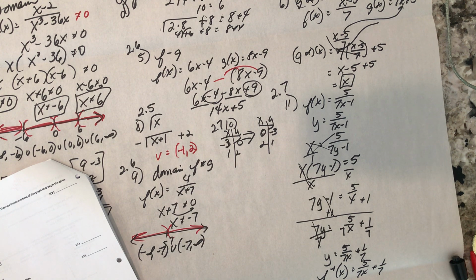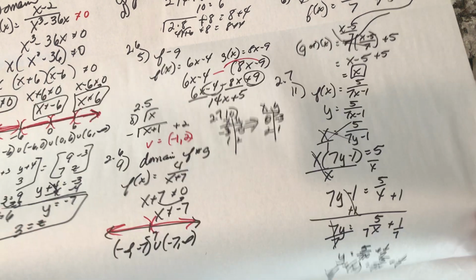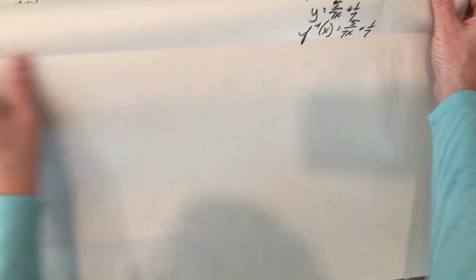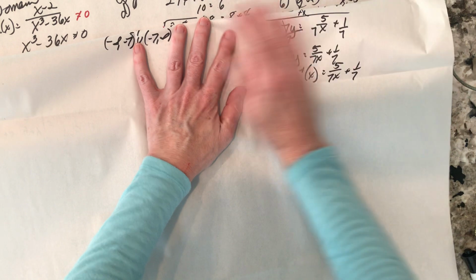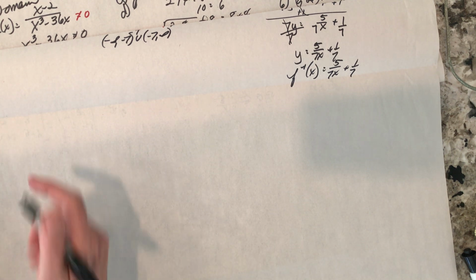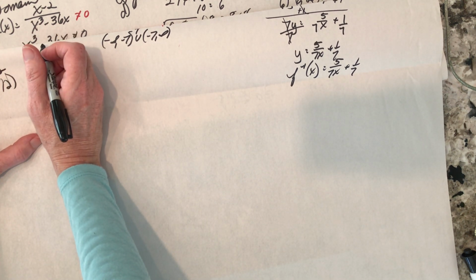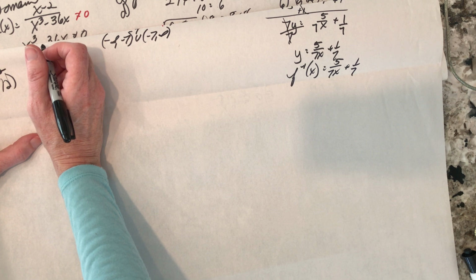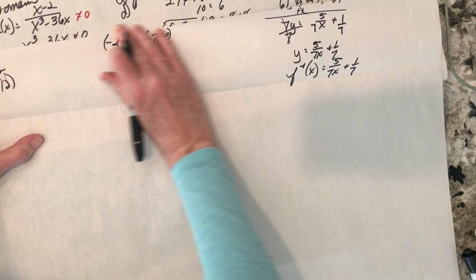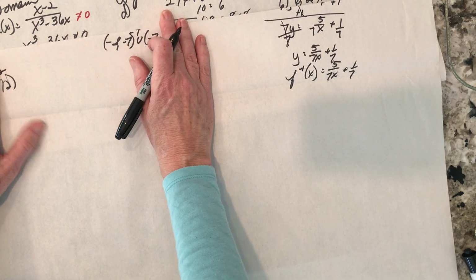Okay. Number 12. Okay, 12 comes from section 3.2. It's asking you to find the zeros for the polynomial function and give the multiplicity for each zero, and then state whether they cross the x-axis or touch the axis and turn around.